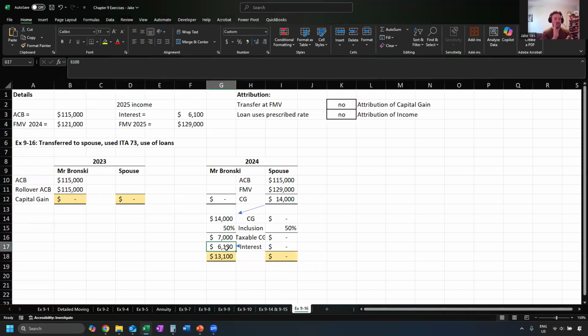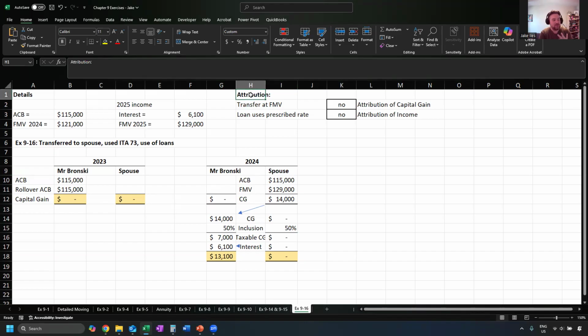So Mrs. Bronsky collected the $6,100 and afterwards paid the promissory note. The $6,100 will still be attributed because it occurred before any payment was made, but any interest payments after the payment date will likely not be attributed and stay in the spouse's hands.